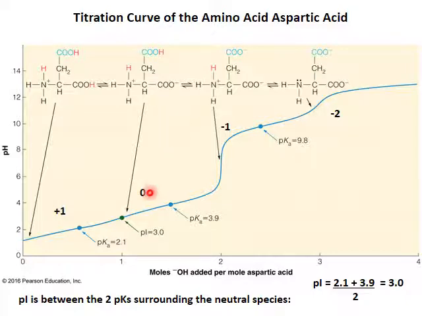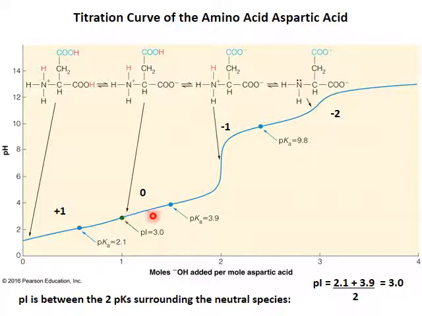It's no different than the example I showed before. However, there are 3 pKa's involved. Mathematically, we can determine the pI from the 2 pKa values that flank the pI value. So it would be the average of this pKa and this pKa, which would be 4 plus 2 is 6, divided by 2 is 3. So the pI is 3 in this case, an average of the 2 pKa's that flank the zwitterionic species.